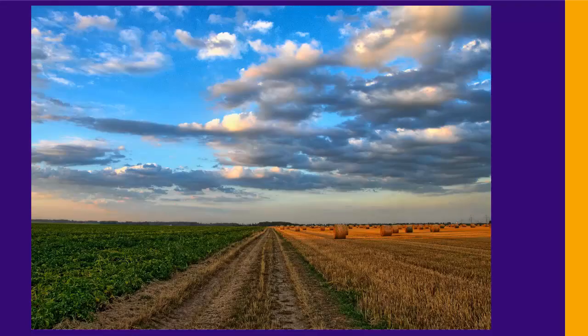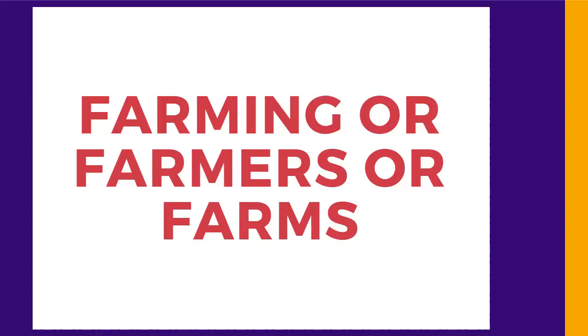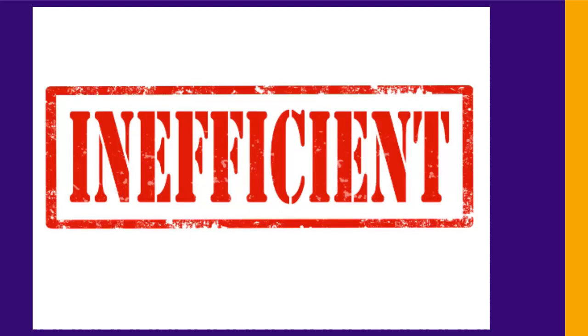You're doing a research project, let's say on farming, but you also want to find sources on farmers and farms. You could do separate searches for each term, or you could use the Boolean operator OR and type in farming or farmers or farms. But that's inefficient. There's a better way to capture all the variations in the word without typing them all in.